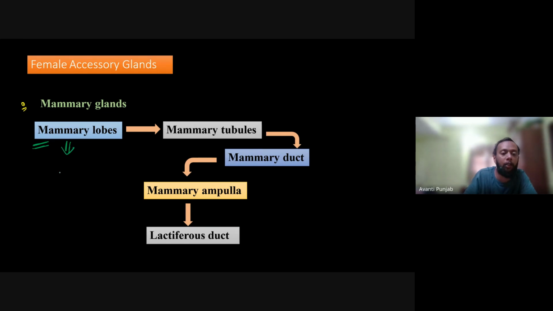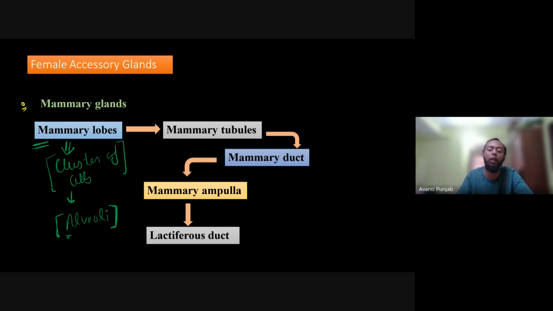So यहाँ पर क्या मिलेंगे? You will have a cluster of cells. Mammary lobules will have a cluster of cells. और ये जो cluster of cells आपको यहाँ पे मिलेंगे, ये cluster of cells को हम बोलेंगे यहाँ पे as alveoli. This cluster of cells over there are called alveoli. तो पहले तो आप ये याद रखो कि cluster of cells जो आपको वहाँ पे मिलते हैं, you call them alveoli, and they are connected to my mammary lobules.